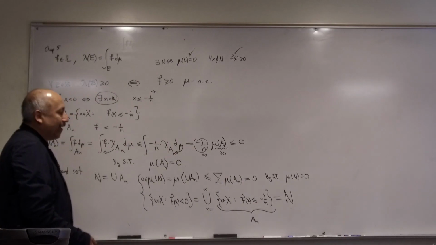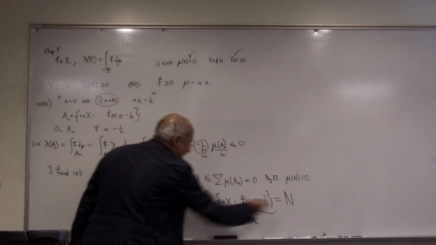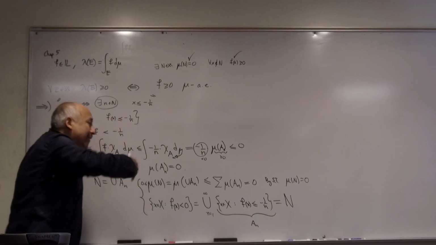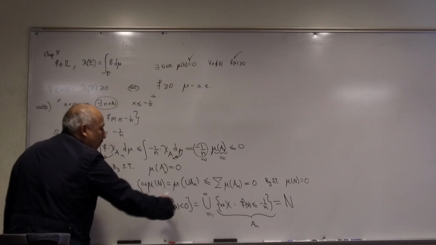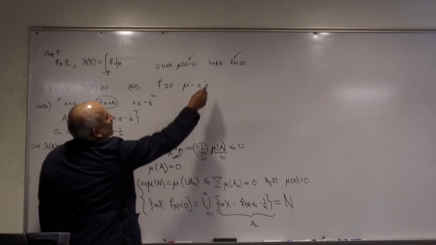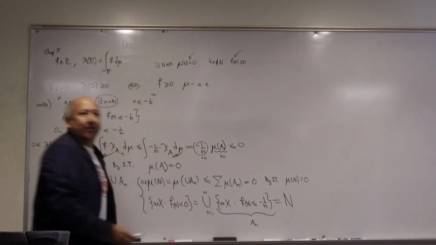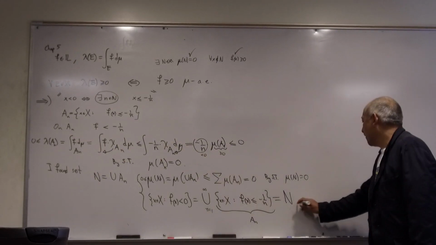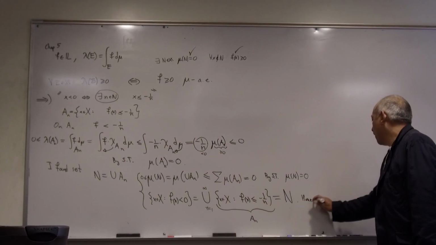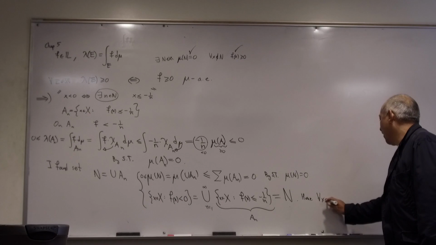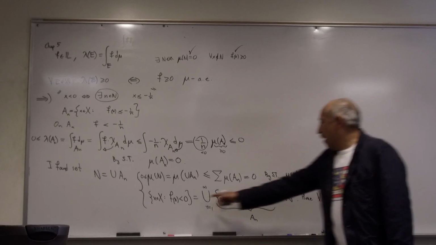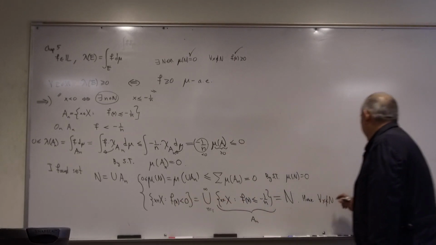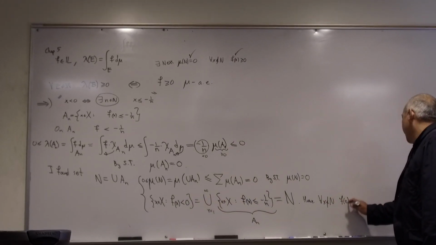Conclusion, what happens on N? f of x is less than 0. And what happens outside of N, in the complement of that? f of x is greater than or equal to 0. See what I mean? Hence, for x outside of N, in the complement of this set, it is the opposite: f of x is greater than or equal to 0.